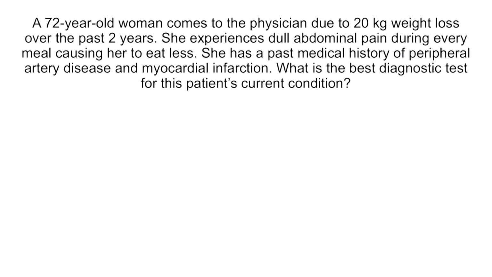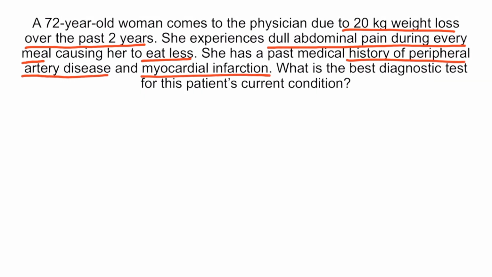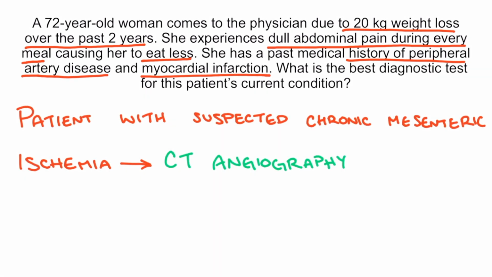Okay, this elderly woman lost 20 kilograms and has dull abdominal pain during every meal, and now she's eating less. That's classic chronic mesenteric ischemia, or intestinal angina. And this condition is more likely given her history of peripheral artery disease and an MI. And how do you diagnose this definitively? CT angiography. And that will show you the atherosclerotic narrowing of the mesenteric vessels.